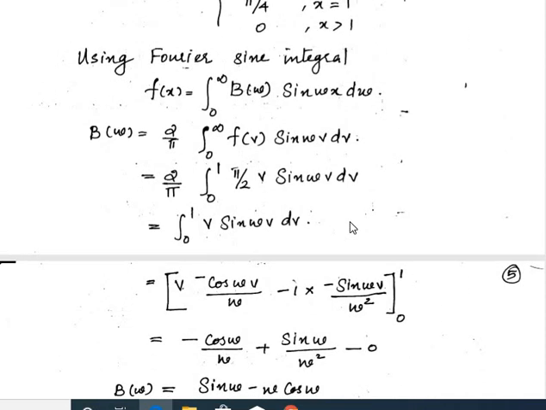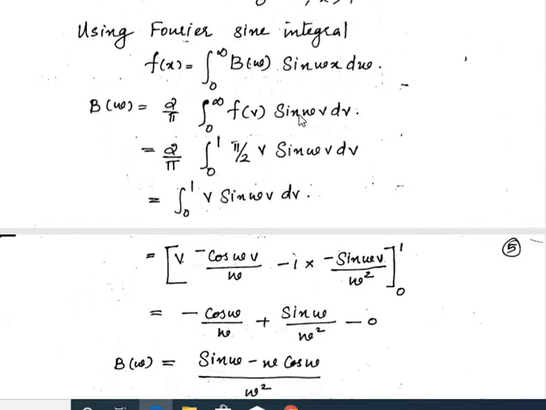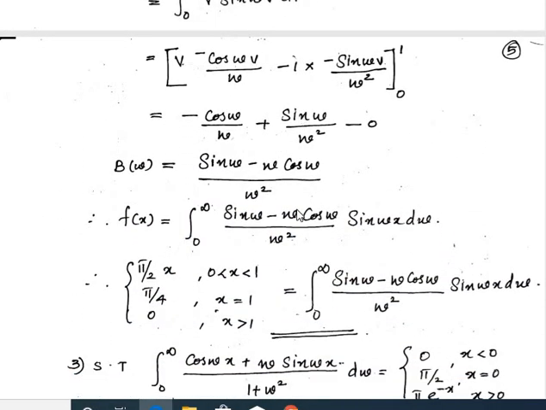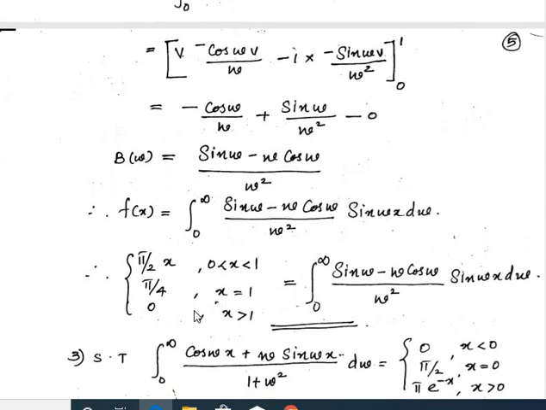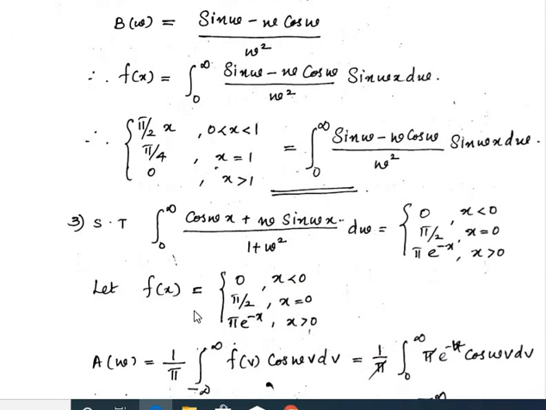Now we can substitute the value in the given function. So we get f of x equal to integral 0 to infinity of b omega, whose value is this one, into sin omega x d omega. So this integral is equal to the given function. Similarly, we can do the following problems.